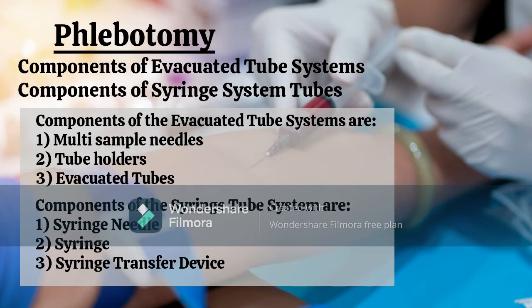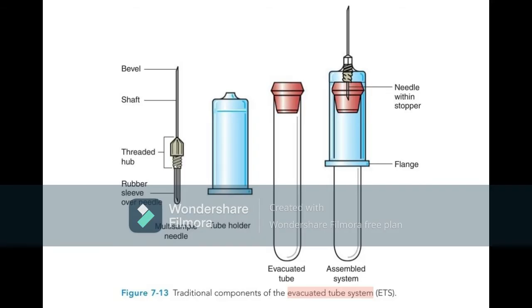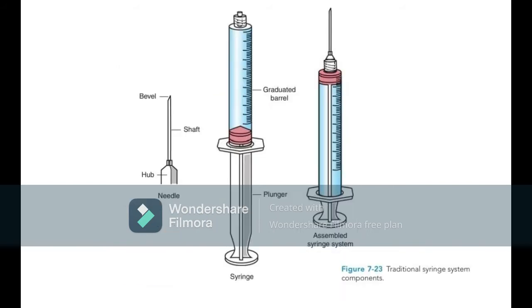Components of the evacuated tube systems are: 1. Multi-sample needles. 2. Tube holders. 3. Evacuated tubes. Components of the syringe tube system are: 1. Syringe needle. 2. Syringe. 3. Syringe transfer device. The images show the evacuated tube system and the syringe system.